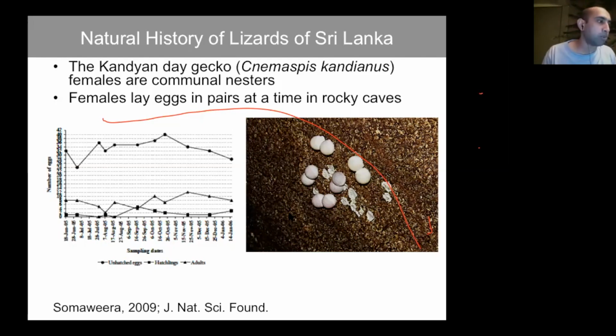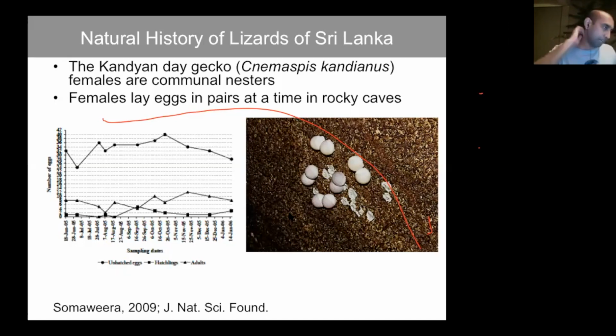So again, I'm going to use certain studies that were published recently. The saddest thing is that there's not many studies on the natural history of the lizards of Sri Lanka. Right? So one study I'm going to talk about is the study done by one of my oldest friends, Ruchira Somaweera, on the nesting behavior of the day gecko, the Kandyan day gecko, Cnemaspis kandianus.